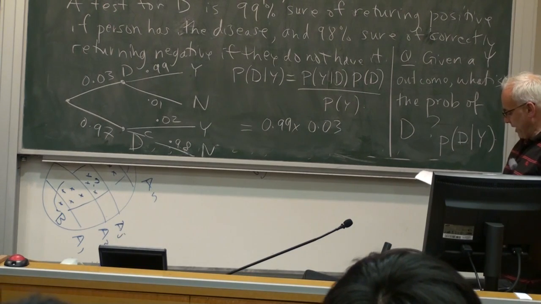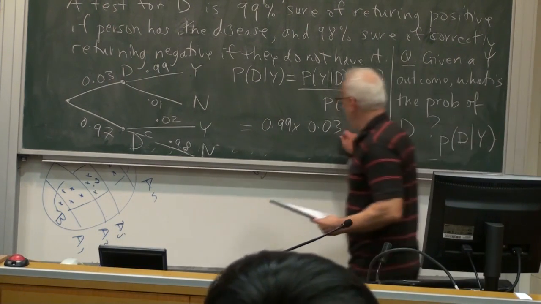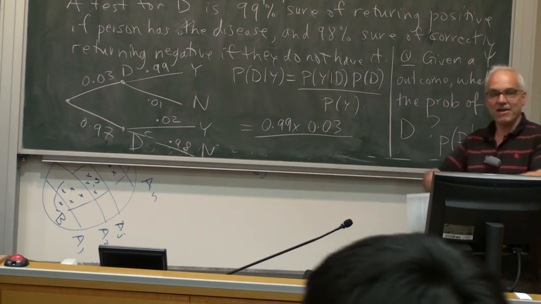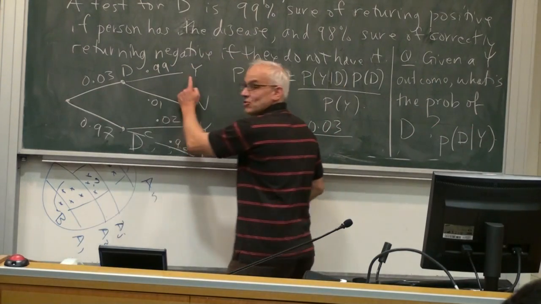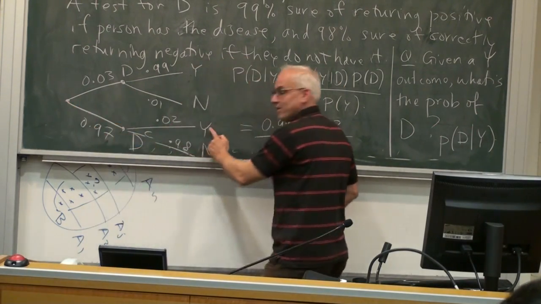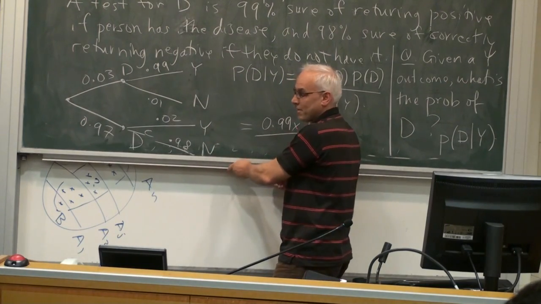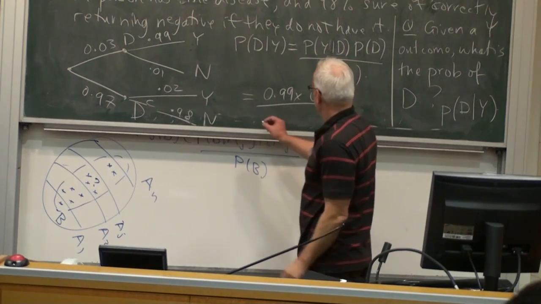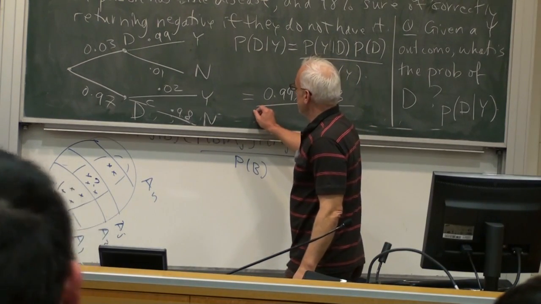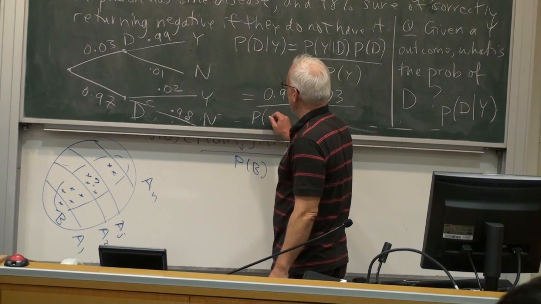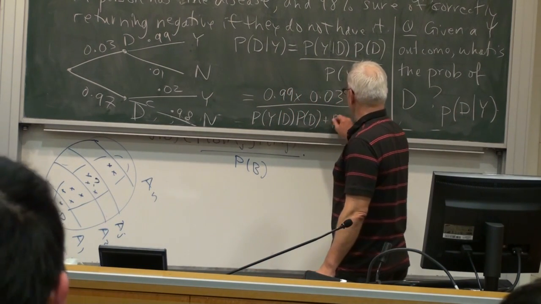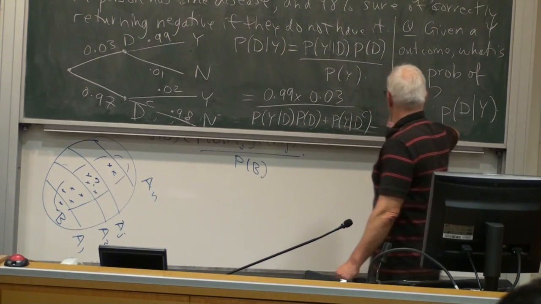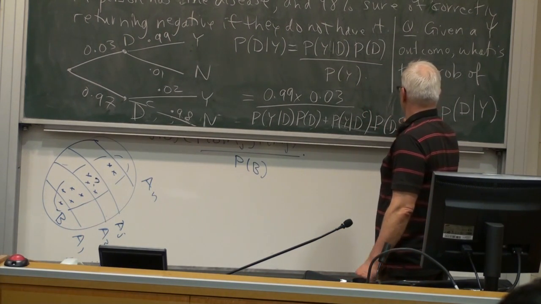And what is the probability of y? Well, that's given by the total probability rule. The total probability of y is the sum of the probability going this way to this y and the probability going this way to this y. So it's equal to the probability of y given d times the probability of d, plus the probability of y given d complement times the probability of d complement.